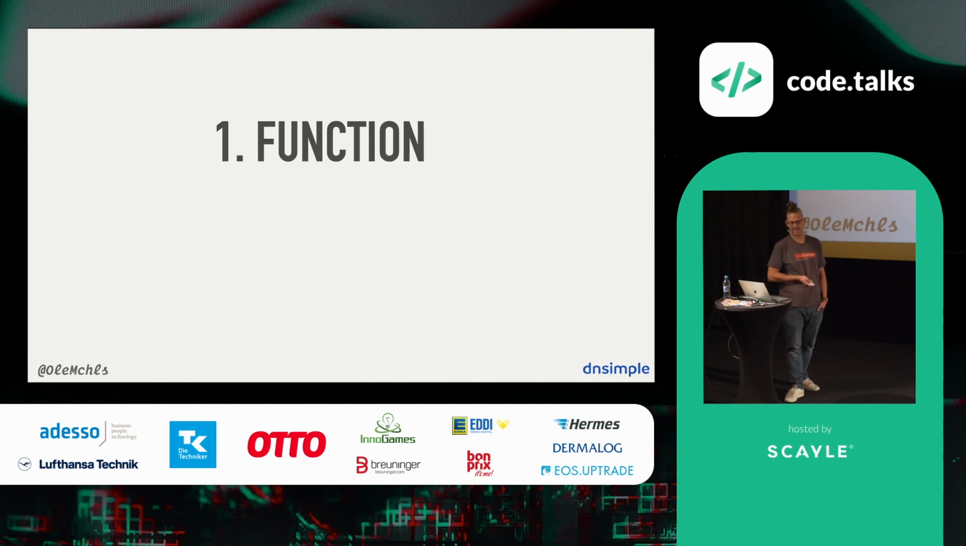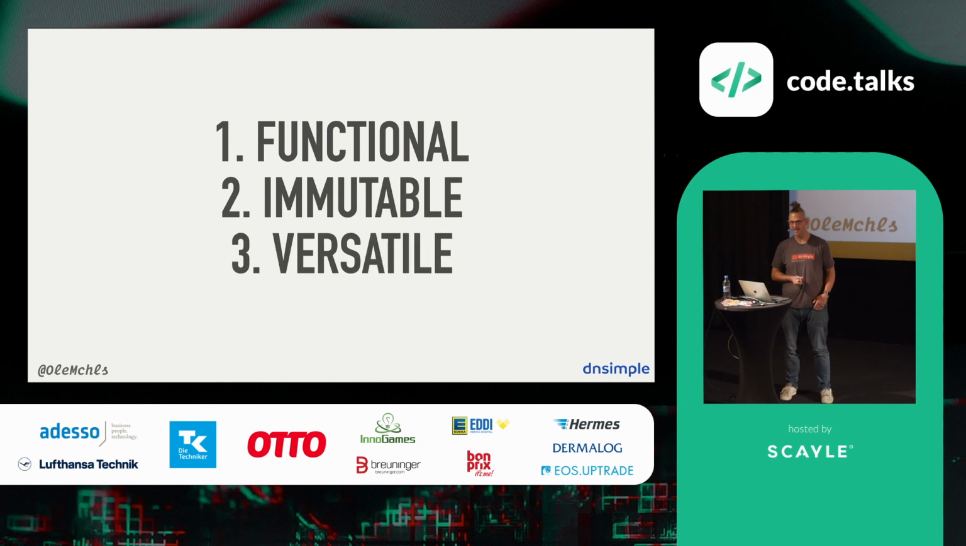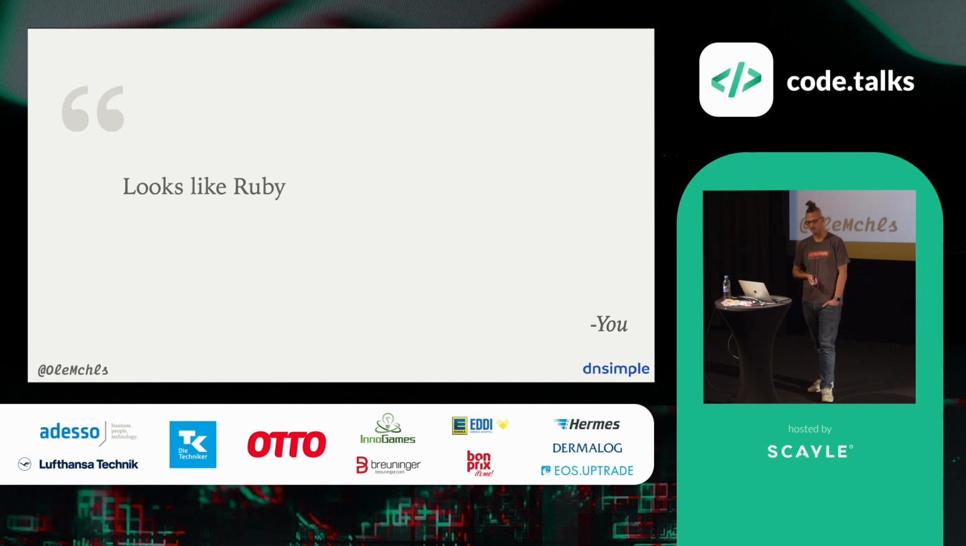So Elixir as a language is functional, immutable, and pretty versatile. And we could spend a whole talk discussing each of those keywords. But summing it up, it pretty much also looks like Ruby. And that is true, but this is really just the syntax. So don't get confused by things that really do look like Ruby, but they're not. And you will see in a bit why not.